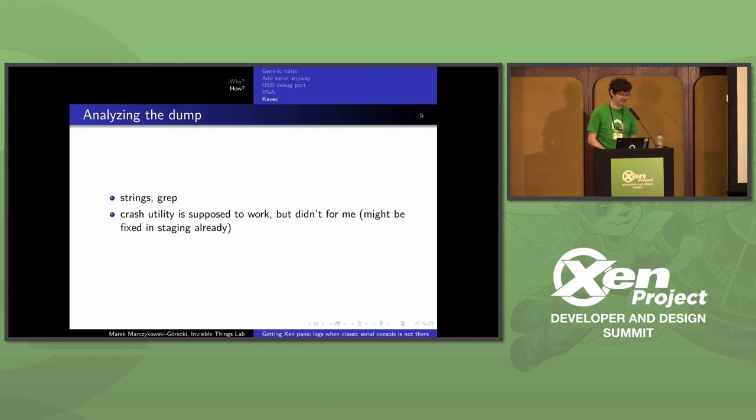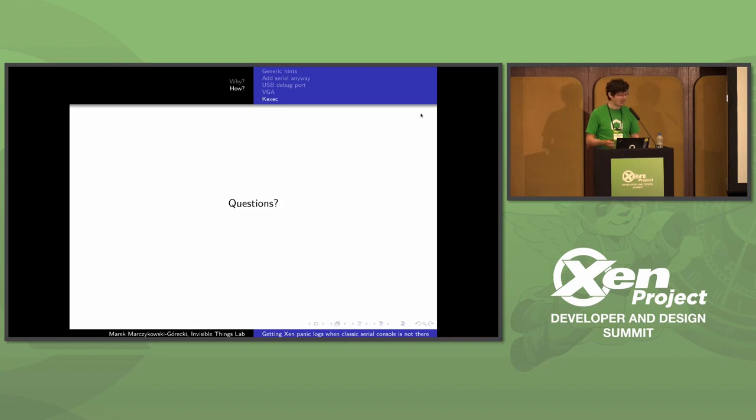But even with strings and grep, it is working. I have a script to grep for a specific area when debugging a specific bug, and with 32 gigabytes of memory, it takes about 2 to 3 minutes to grep, but it's okay. Okay, so are there any questions?